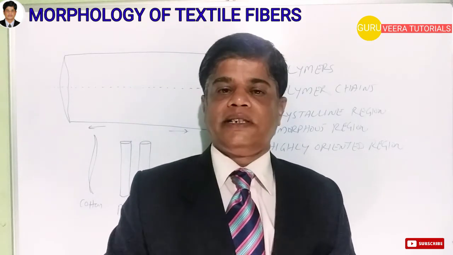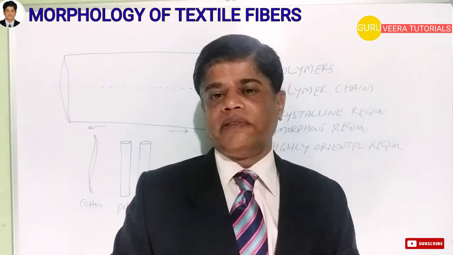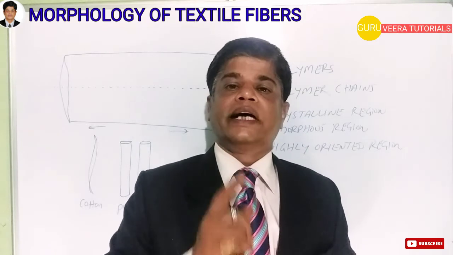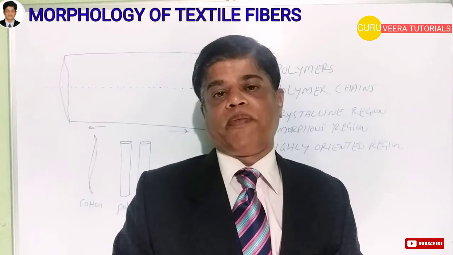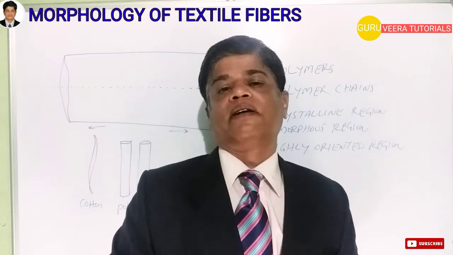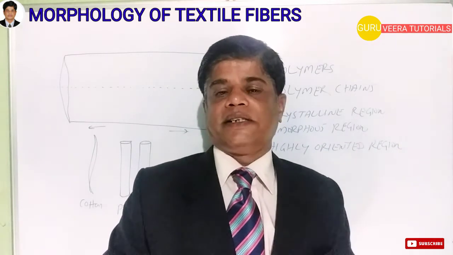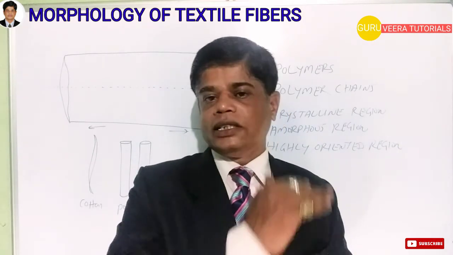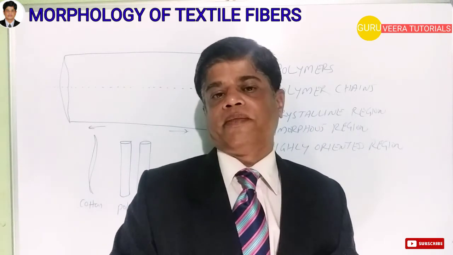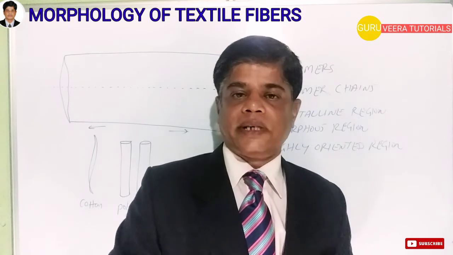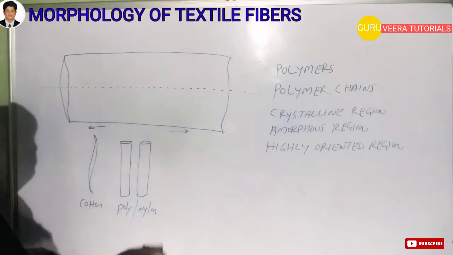Whatever the morphology is inside, the arrangement of the morphology, the structure, the placement of these things in the fiber, that decides the physical properties as well as chemical properties of the textile fibers. Okay, any changes, any alterations, any variations in these regions directly influence the fibers. Okay, here what are those crystalline regions?